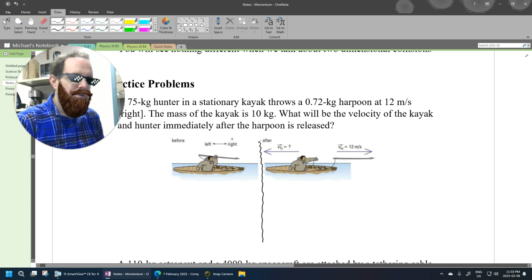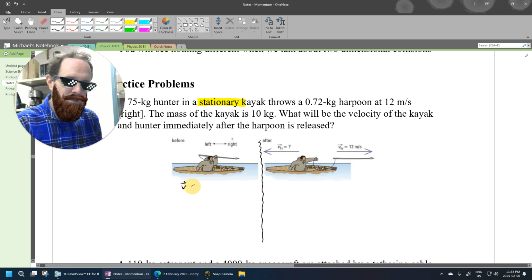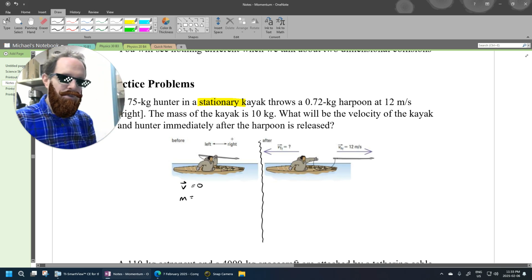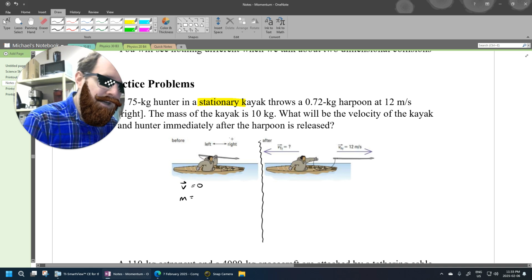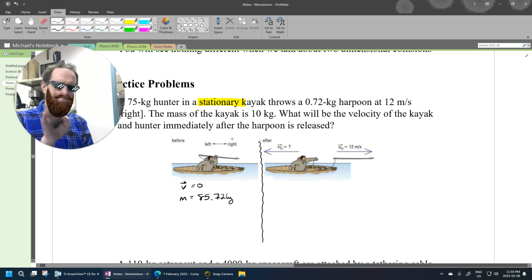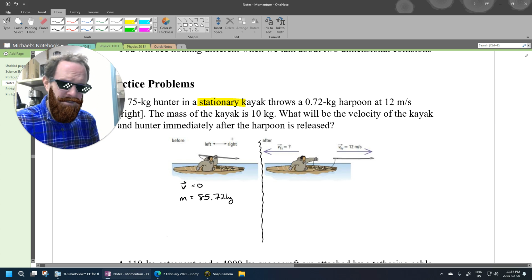So let's see. We've got the hunter being stationary in the kayak, which means his velocity is 0. His mass right now is everything added together. He's just holding on to that harpoon. He's 75, the kayak is 10, so technically the mass of everything is 85.72 kilograms. That's beside the point, because what's 0 times everything? 0.